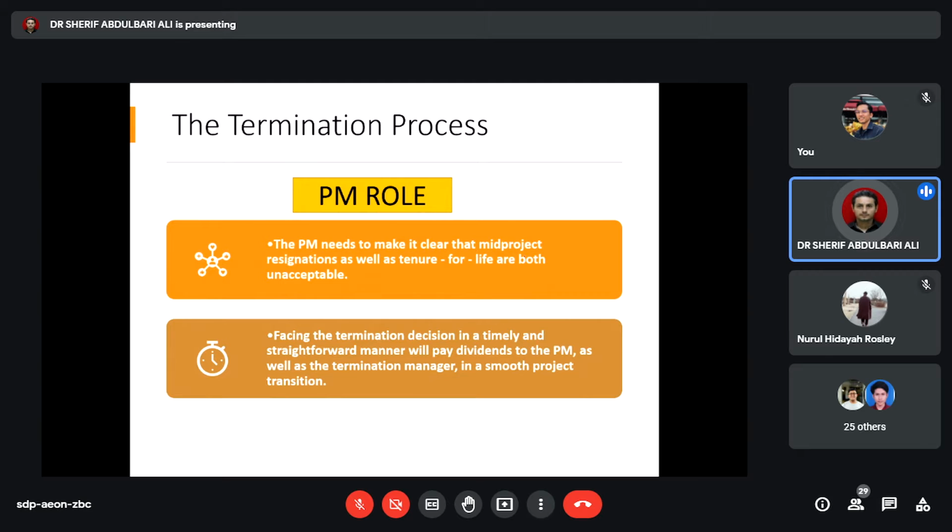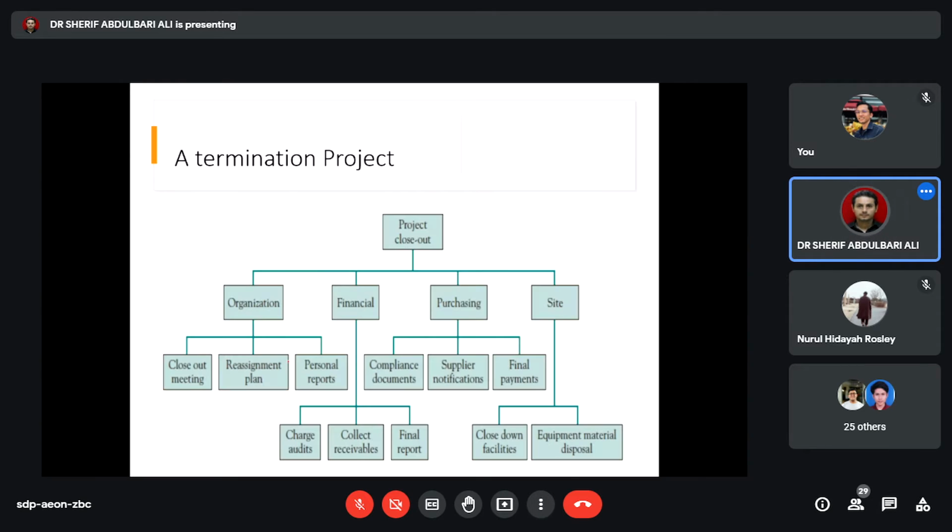The project manager here needs to make it clear that mid-project resignation as well as tenure for the life of the project are both unacceptable. This means he needs to show that it's legal and the life of the project. A mid-project manager here is going to be cleared out and facing the termination decision. Handling it in a timely and straightforward manner will pay dividends to the project manager as well as the termination manager in a smooth project transition. So both of them are going to be cooperating to make the smooth transition of terminating the project.